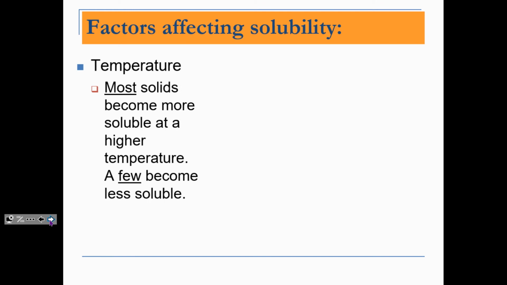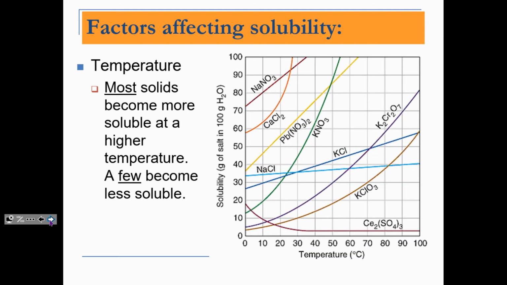Temperature affects the actual amount of solubility. Most solids become more soluble at higher temperatures. A few become less soluble. So we're going to spend some time looking at these solubility charts and learning how to read them. On the y-axis, we have the solubility, which is the grams of your substance in 100 grams of H2O, which is very important to know. On the x-axis, we have temperature in degrees Celsius.